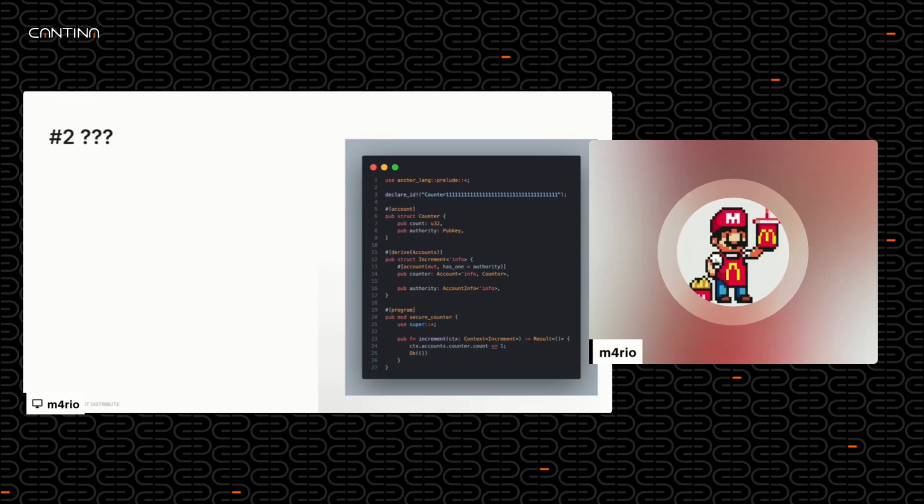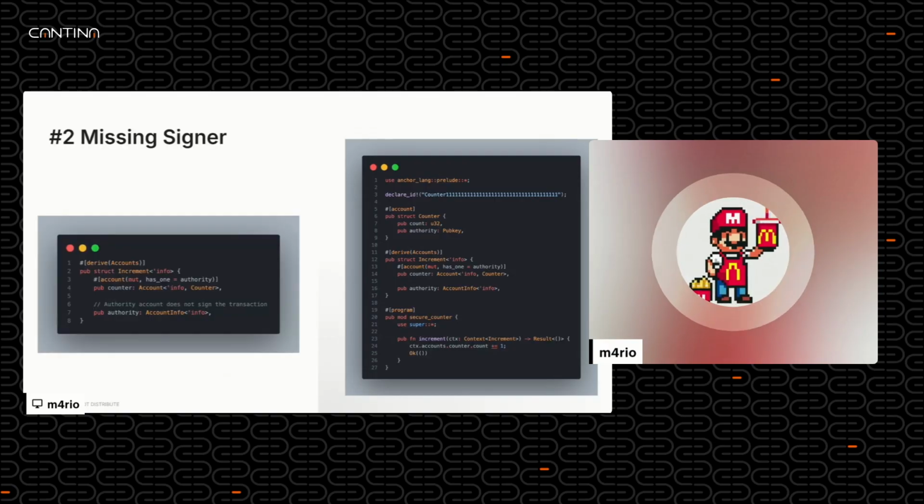Let's go to the next one. The second one. Again, we have our counter, which now has has_one authority. But if we look at the authority, we see that now it's AccountInfo. Well, you probably already saw the issue, which is that the authority account does not sign the transaction, which means that, again, an attacker can sign the transaction and specify any authority and their specific counter data account and increment it.